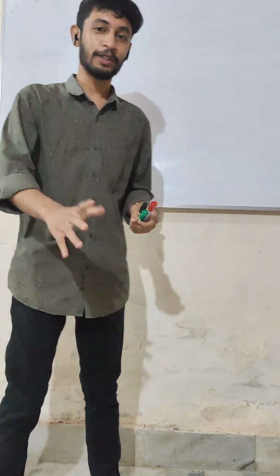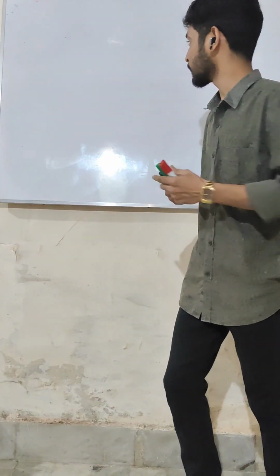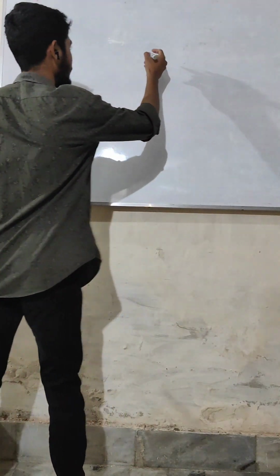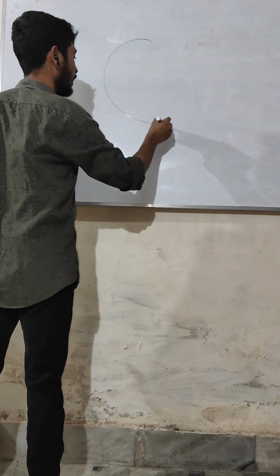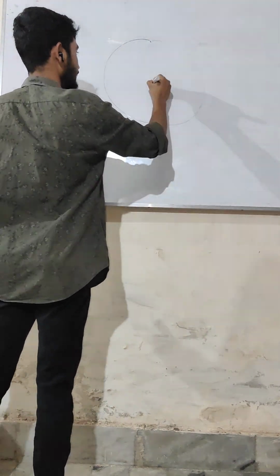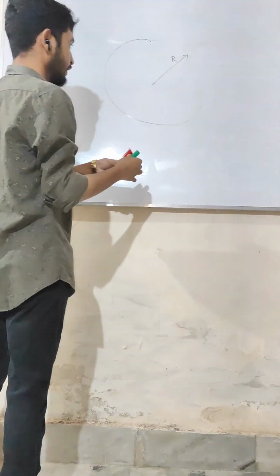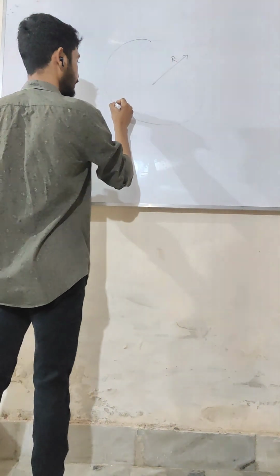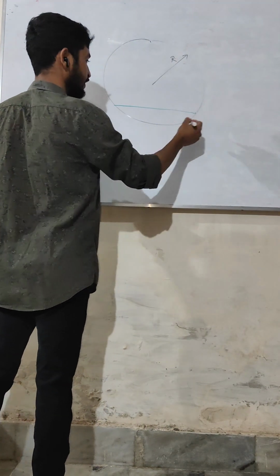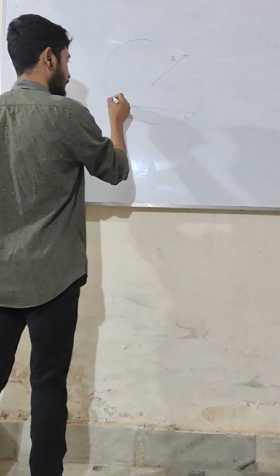I wanted to share a delightful problem with you. So here is the statement of the problem. Imagine you have a ring of radius r, and then inside of that you have a rod, or let's say a stick of length L.